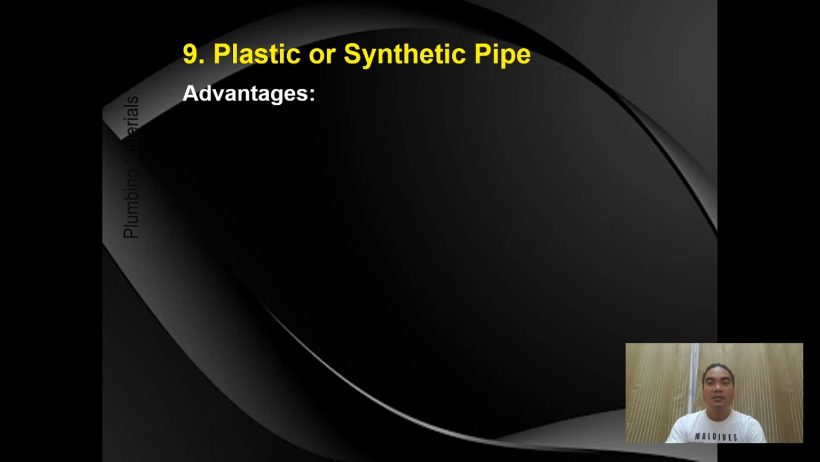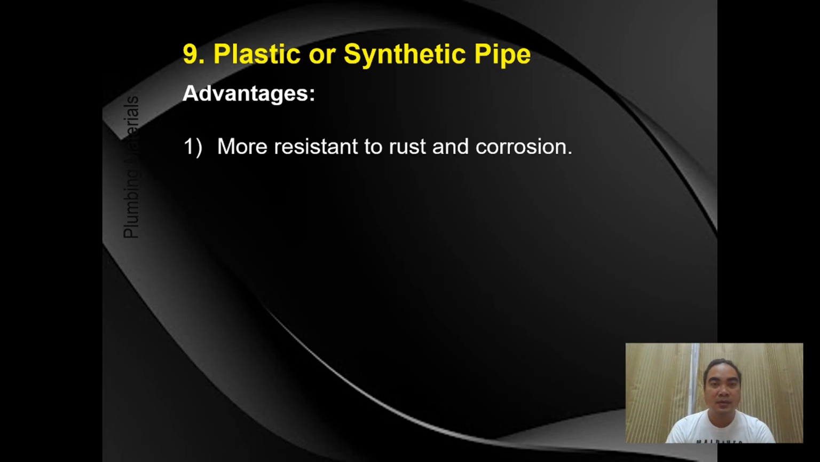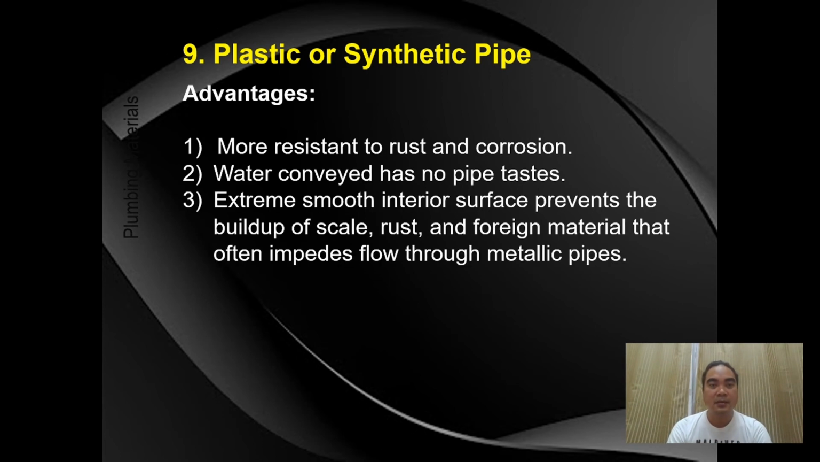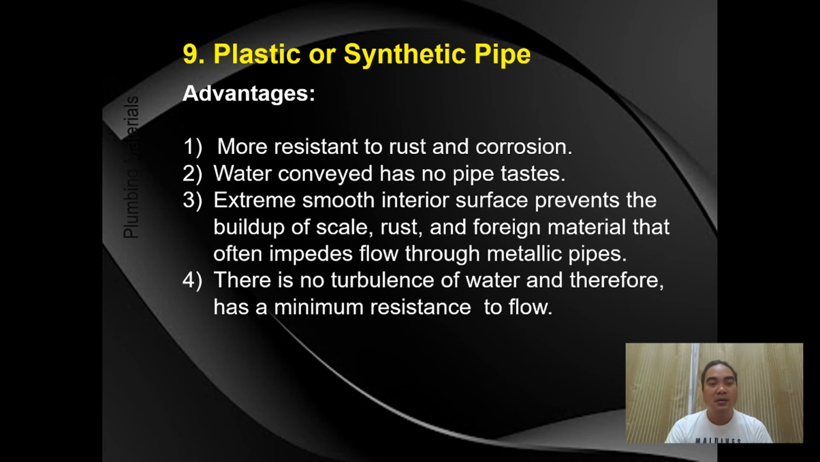Plastic or synthetic pipes, advantages. Number one, most resistant to rust and corrosion. Number two, water conveyed has no pipe taste. Number three, extremely smooth interior surfaces prevent the building up of skin, rust, and porous material that often impedes flow through the metallic pipes. Four, there is no turbulence of water and therefore has a minimum resistance to flow.